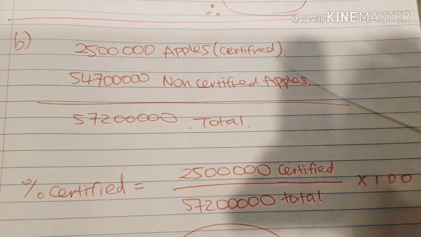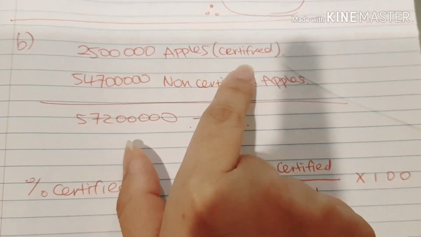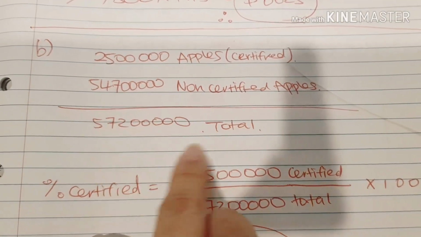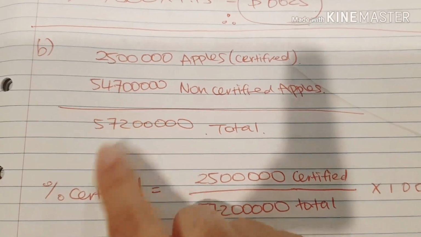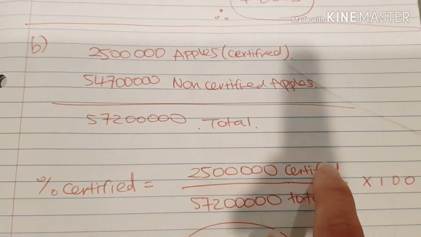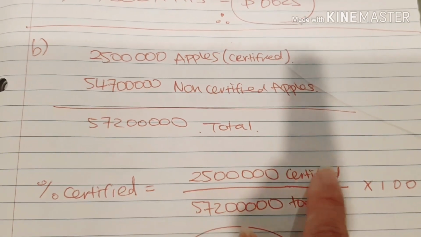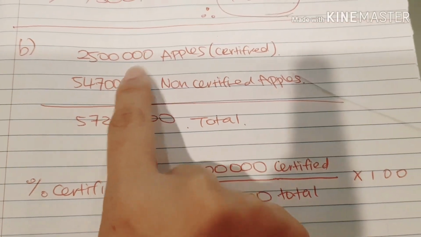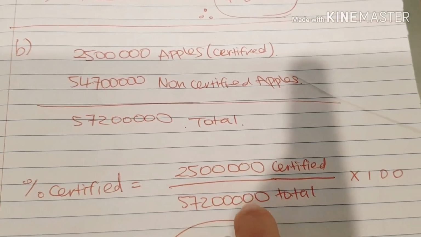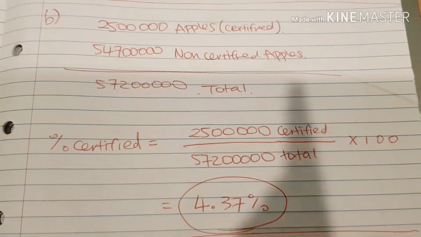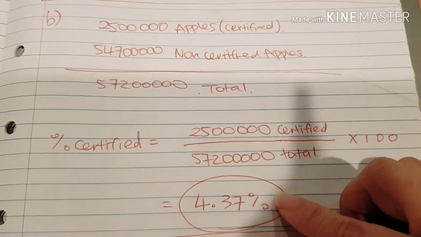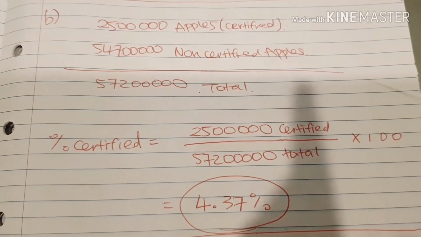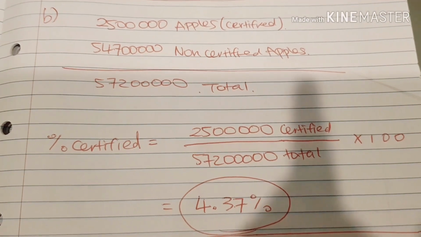Okay, just like this. So this much is certified, this much is not certified. So altogether, I have this many apples. So the percentage of certified is always what we are after: certified out of total times 100. So certified apples was this many, total was this many, so this out of that times 100. And here you go, this much. 4.37% is the percentage of certified organic apples.